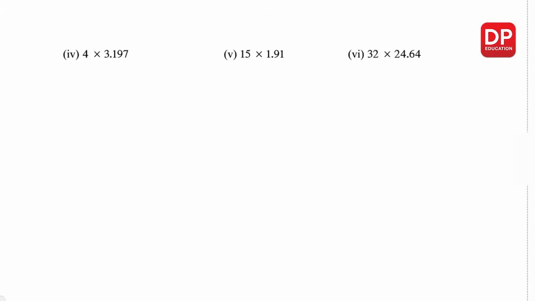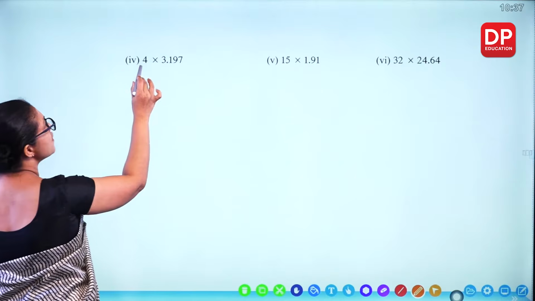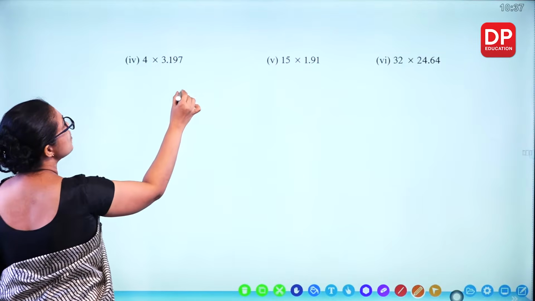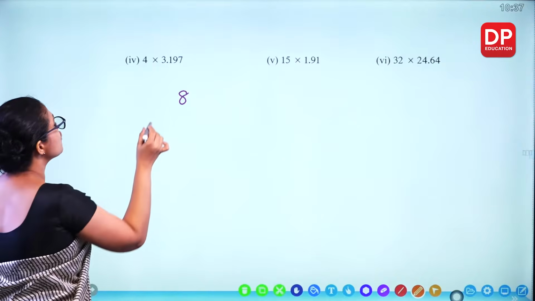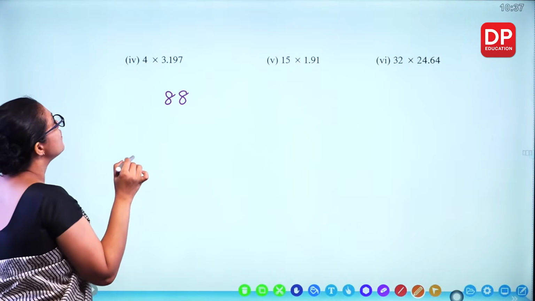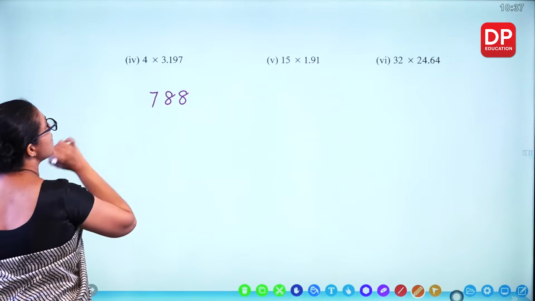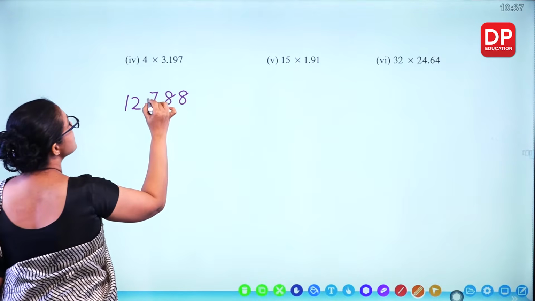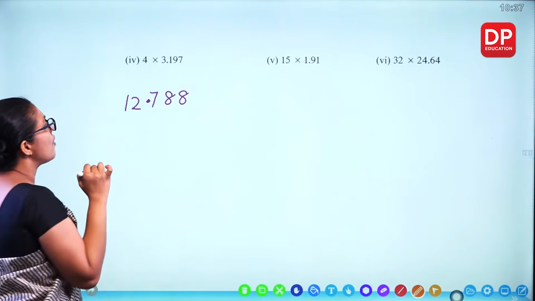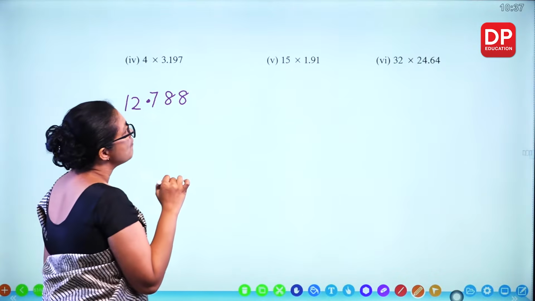315.9. This one, multiply by 4 first. 4 times 7, 28. 2 remaining. 4 times 9, 36 plus 2, 38. 3 remaining. 4 times 1, 4 plus 3, 7. 4 times 3, 12. So 3 places. So you get 12.788. Multiply by 15.